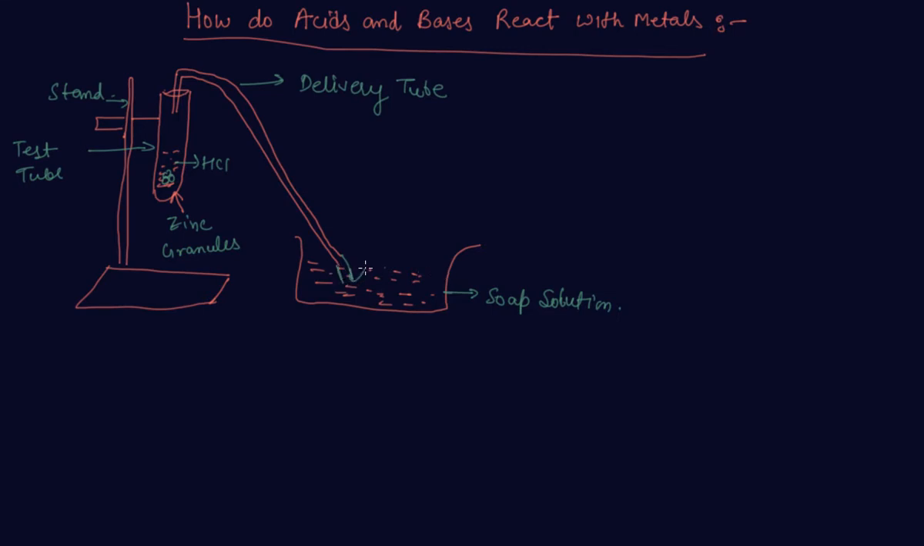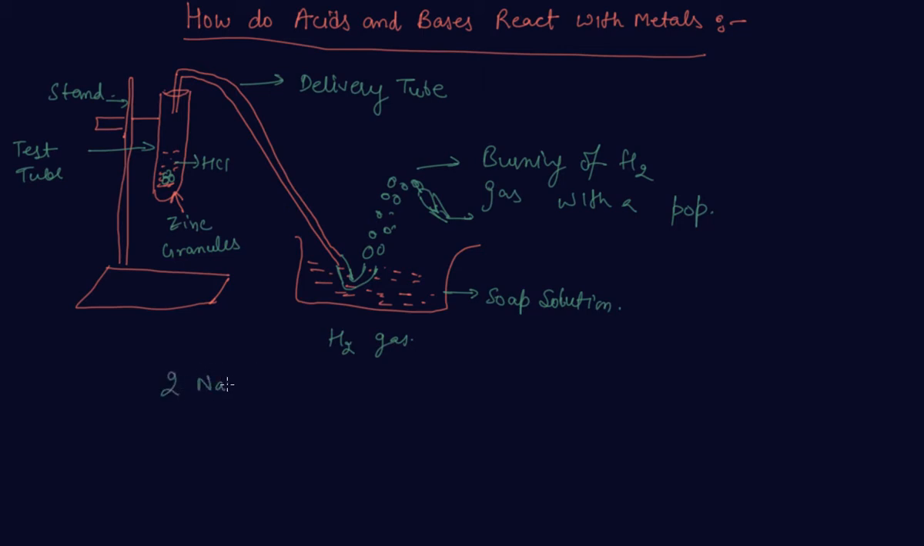So when zinc granules come in the presence of HCl, bubbles form in the soap solution, which is mainly H2 gas. And if you bring a candle in contact with these bubbles, you will see the burning of H2 gas with a pop sound. So student, from this we know that when metals like zinc granules react with acids, they release a gas called hydrogen gas. So what is the reaction that basically takes place?